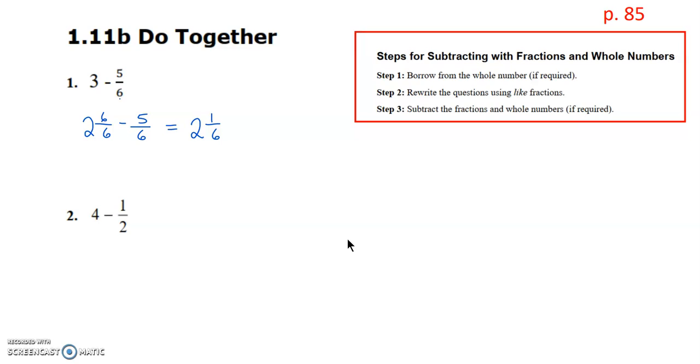For number 2, we have 4 minus a half. So we're going to borrow from the 4. We're going to make it 3 2/2. That is equal to 4. Minus a half is equal to 3 1/2, right? And that makes sense. We totally know that 4 minus a half is 3 1/2.